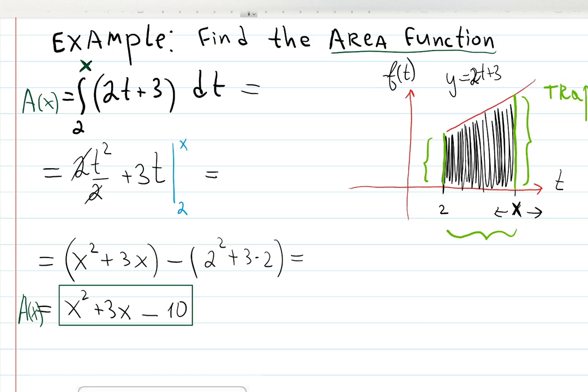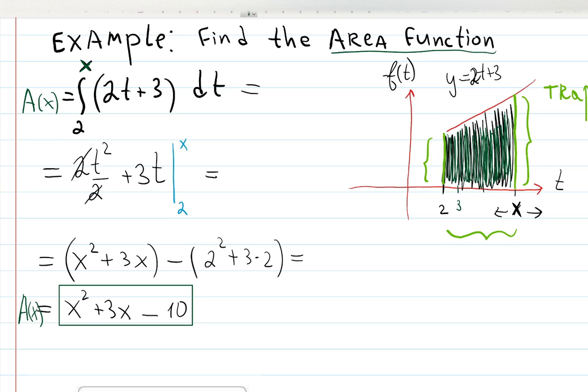So it means that this area over here is changing with respect to the rule x squared plus 3x minus 10. It's a pretty cool idea. So the bigger my x, the bigger the area is. Indeed, if x is 100, this number will be huge, versus when x is small, like 3, then the area will be small over here, right?